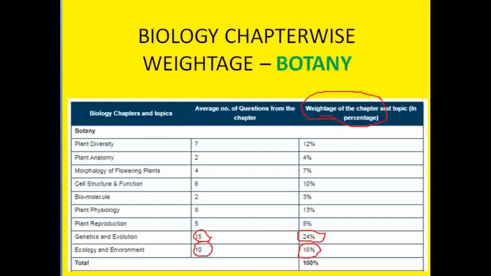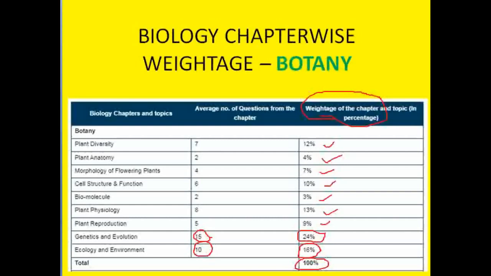Then next to that you have plant diversity, then plant physiology, then cell structure, then plant reproduction, then plant morphology or the flowering plants, then plant anatomy, then the biomolecules. Like so, they have given the weightage for biology, especially for botany.